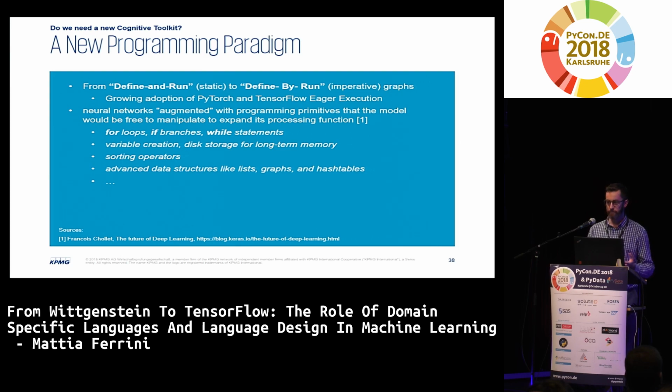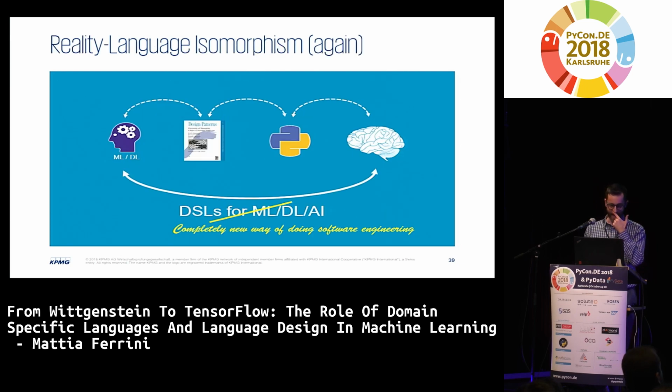We will often see the need for support of advanced data structures like lists, graphs, and hash tables, sorting operators, etc. And this is really a new way of doing software. So ultimately, I started off the journey suggesting why domain-specific languages can be useful and why they play a key role in machine learning, deep learning, artificial intelligence in general. But I ended up realizing that somehow we are discussing here a new way of doing software.